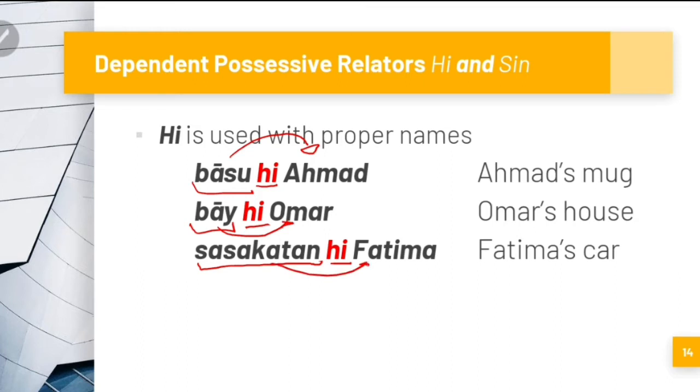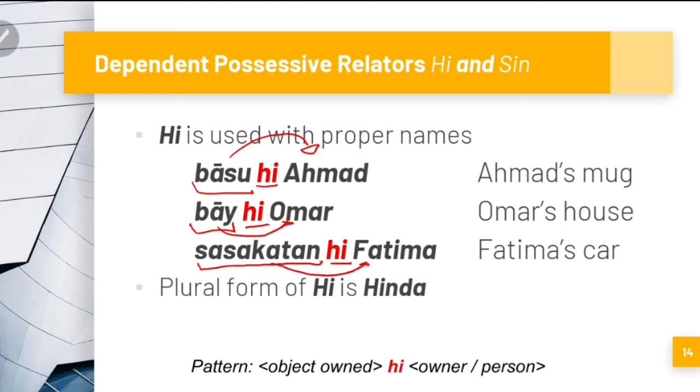And the plural form of he is hinda. Now the pattern here, the object owned is mentioned first, then followed by the relator he, and then the name of the person or the owner. So inyan basuhi Ahmad, that is the mug of Ahmad, or that is Ahmad's mug, they mean the same thing.